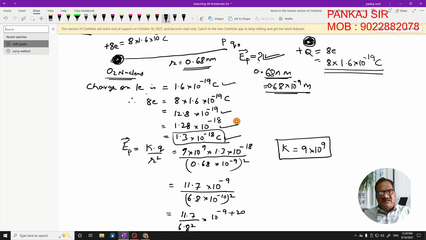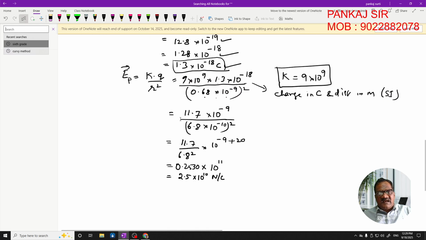R is 0.68 into 10 raised to minus 9 meter. You have to take it in meters. So here I have written 0.68 into 10 raised to minus 9, the whole square. The care you have to take is that the charge must be in coulombs and the distance must be in meters, as you are following the SI system. So I have converted the charge into coulombs and the distance into meters, and then I am doing the calculation. Now when you work this out, you will get 11.7.